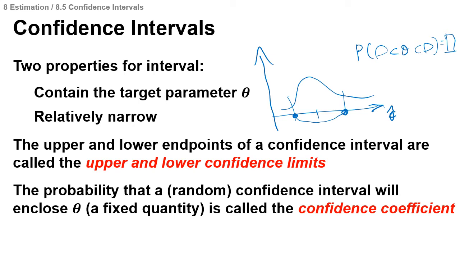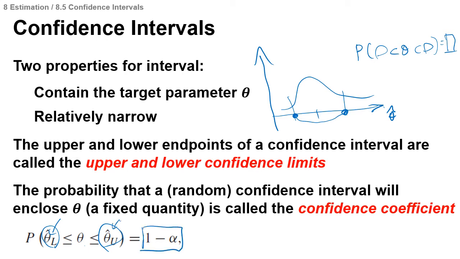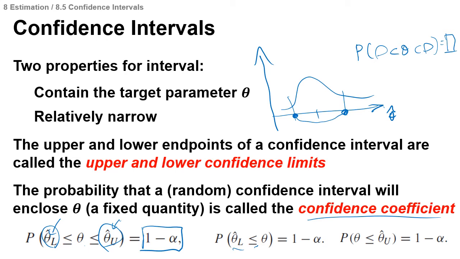Okay, and actually the situation is something like this. The probability that theta hat L is less than theta and less than theta hat U. So this is the lower confidence limit, and this is the upper confidence limit, and this is the confidence coefficient. Okay, and sometimes we just need a lower confidence limit, and sometimes we only have an upper confidence limit.